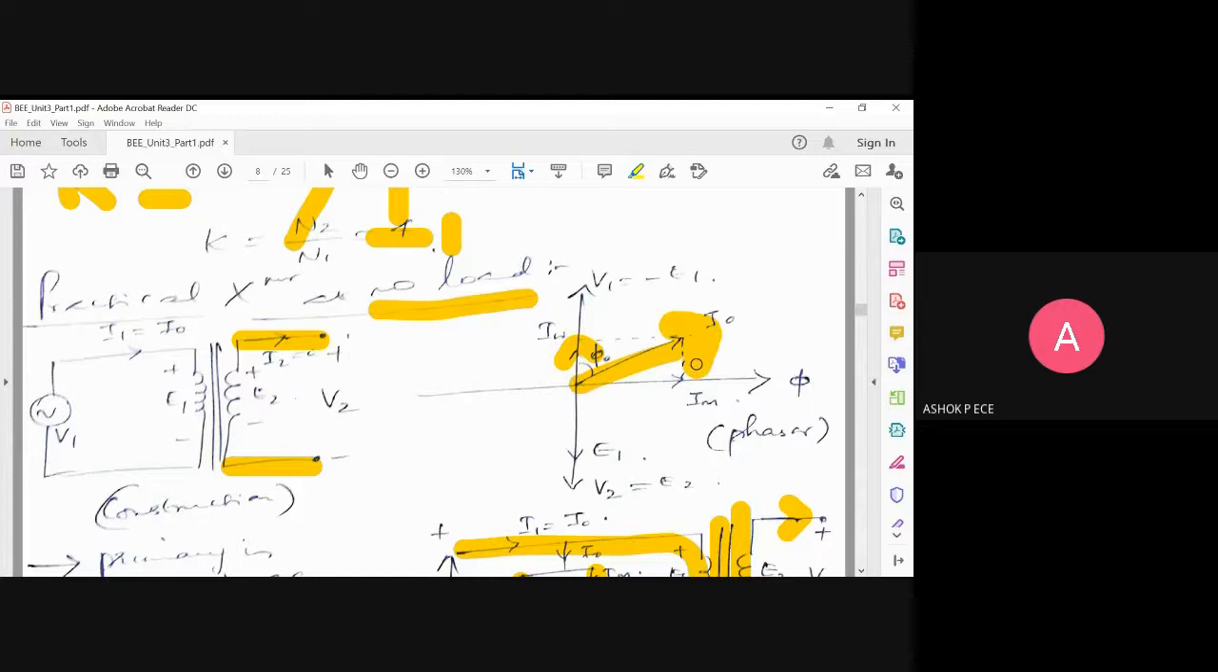So this will be your IM. So the resulting current will be I naught in this direction. So I naught will be just like bisecting both IW and IM. So magnetizing current will be along the flux. The core loss current will be along the voltage, and in between the two, the effective current, no load current I naught will be drawn in the phasor diagram.